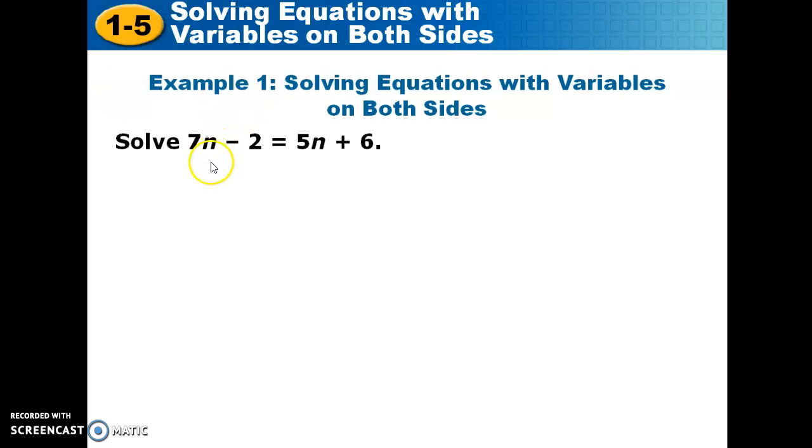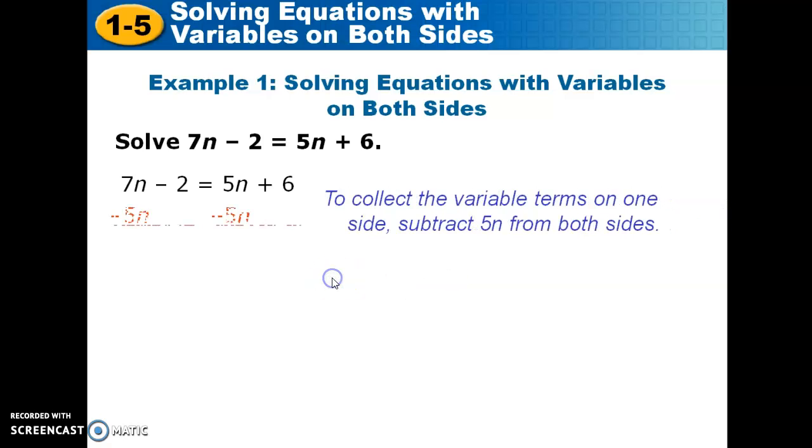So, going right into an example, we have 7n minus 2 equals 5n plus 6. What I'm going to do is bring my variable over to the left side. I chose to bring my 5n over because look what happens. When I subtract 5n on both sides, I'm left with a positive coefficient in front of the variable. So when I subtract 5n, I'm left with 2n minus 2 equals 6.